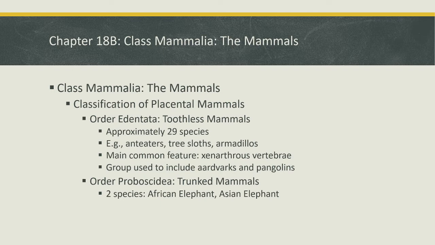Then order Proboscidea. These are the trunked mammals, and as you could guess, this has elephants, of which there are only two species: the African elephant and the Asian elephant. And that is that. But speaking of elephants, let's do video question number 4.